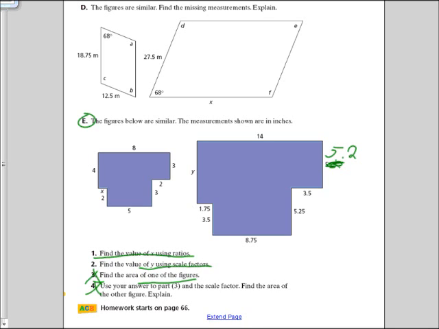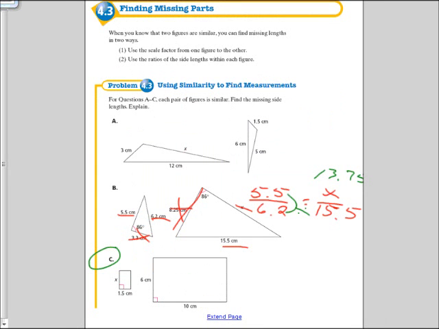All right. If there are any questions, please make sure that you ask them. But again, go back if you don't understand scale factor and ratios and how to use them to solve missing lengths. The rest of the time is yours to practice, practice, practice on the back side and for C on this side.